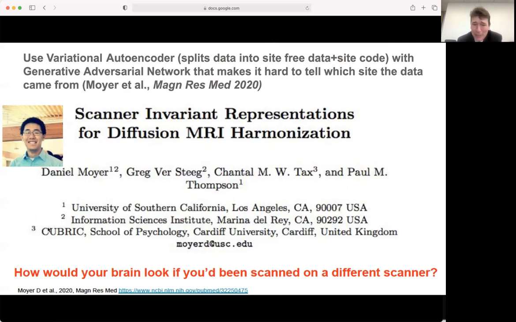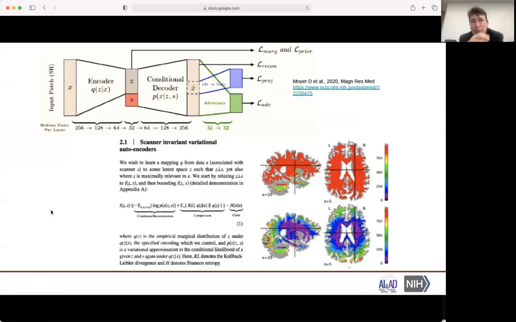So let's see if we can tackle this question. How would your brain look if you'd been scanned on a different scanner, or for that matter, with a different protocol? So what he does is he uses a neural network with two components. One is a variational autoencoder that takes the initial scan, it might be an MRI scan, and essentially embeds all of the features in that scan into a latent space. And that latent space is going to be used to make predictions, diagnostic predictions, and so forth. At the same time, we're going to have an adversary, a specialized neural network that's designed to tell where the images come from, which site they come from, and which protocol was used.